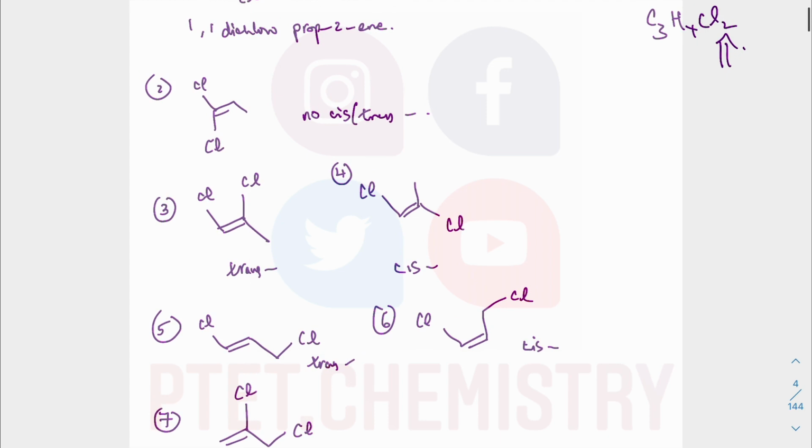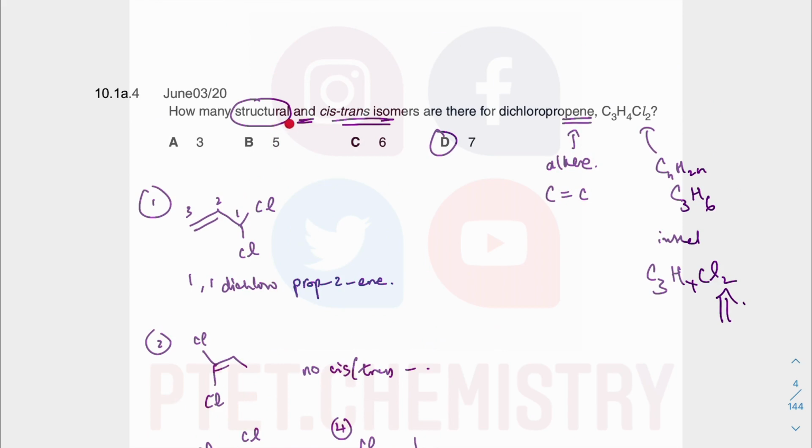So I hope that was useful to some extent. You just gotta be systematic and try not to miss anything, okay? And obviously read the question. Do they want structural, cis trans? Do they want optical? That kind of thing, yeah?